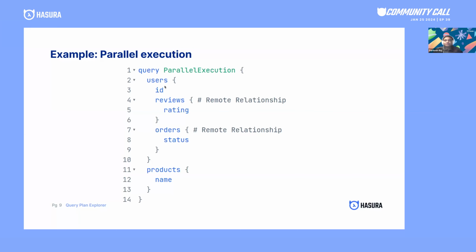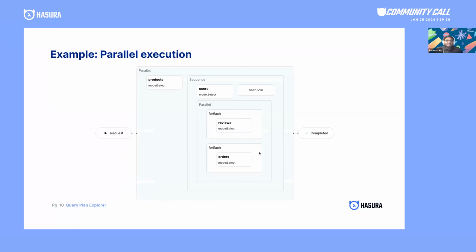And moving on, you can see that we can have some more complicated queries. So here we have two root level queries. One is fetching data from the user model, and another is fetching data from the product model. And then we have remote relationships, reviews and orders, for users. Now let's see what the query plan looks like.